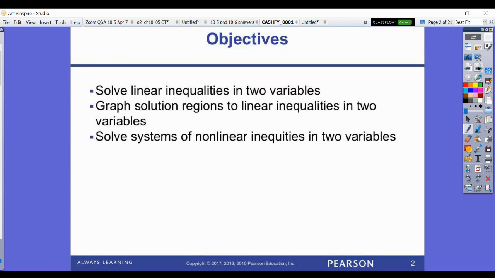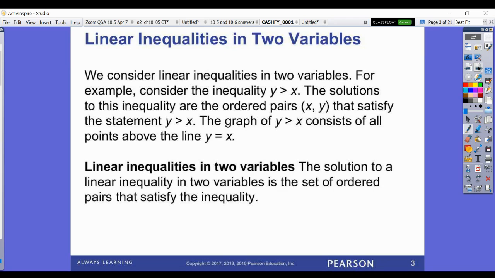Section 8.1, we are going to solve linear inequalities in two variables, graph the solution regions in two variables, and solve systems of nonlinear inequalities, that's a typo, in two variables. So to start out with, we're going to be graphing inequalities pretty much.